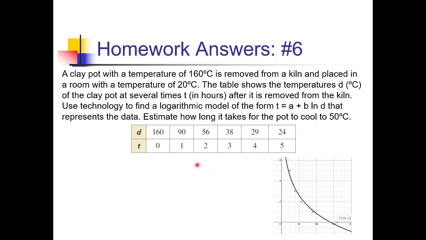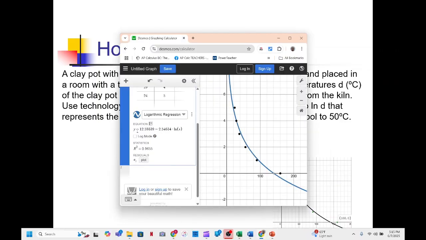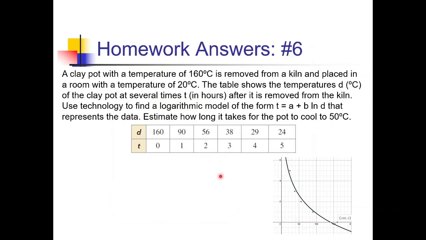Let's write down the equation, which was 12.593 minus 2.546 ln of x, this thing here. And then to figure out how long it takes the pot to cool to 50 degrees Celsius, we just have to plug in 50 for the t value here, apparently.